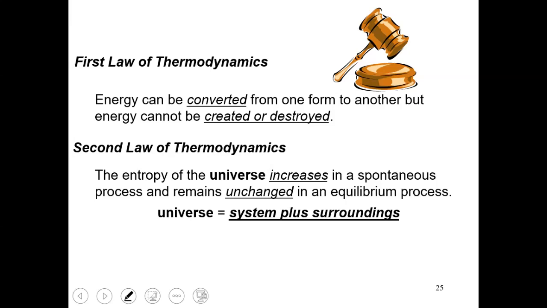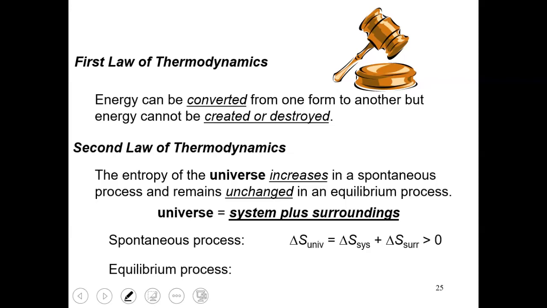So that means that for a spontaneous process, the delta S of the universe, which is the sum of the entropy change of our system plus our surroundings, has to be positive. Now, for an equilibrium process, delta S of the universe, which is the sum of the delta S of the system plus delta S of the surroundings, should be equal to 0.